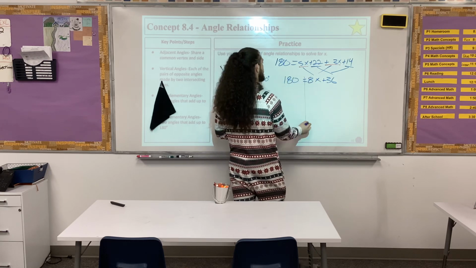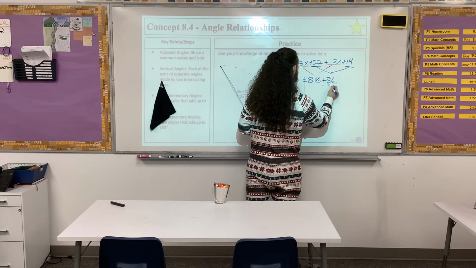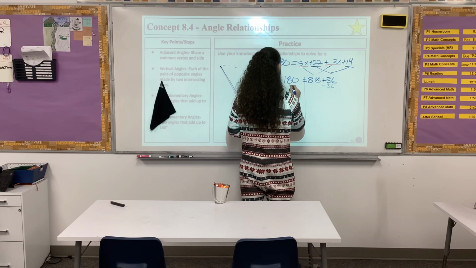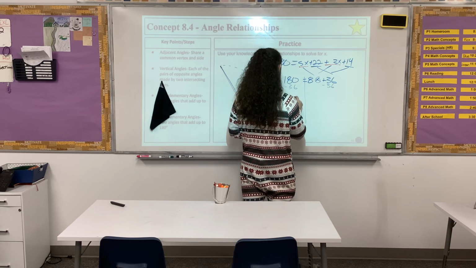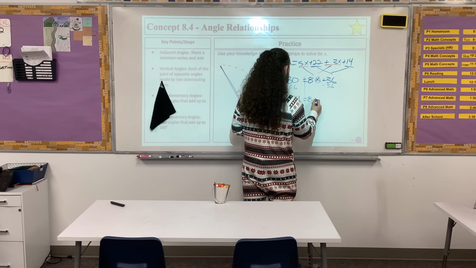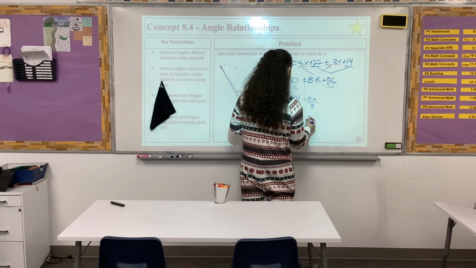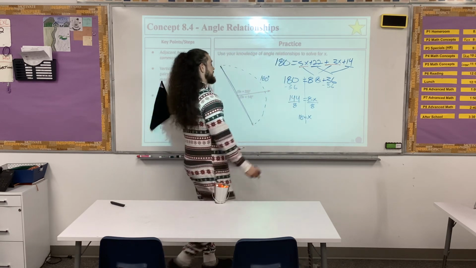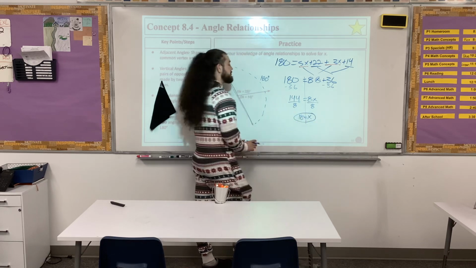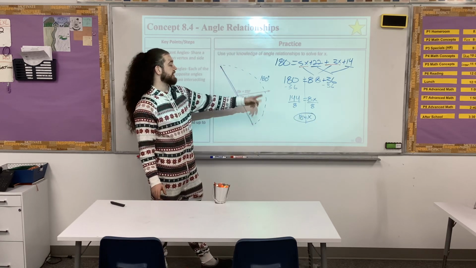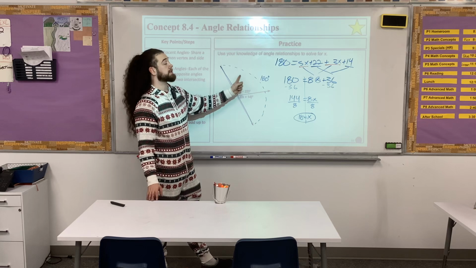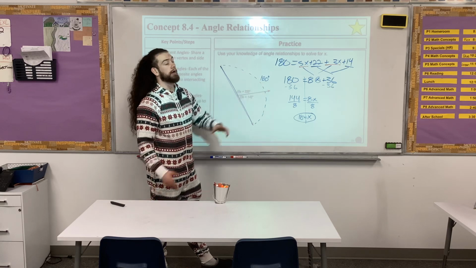Vertical line through the equal sign, circle our variable, inverse operation. Minus 36, minus 36. That leaves over 144 equals 8x. Divide by 8, divide by 8, and x equals 18. So x is 18. Based off of my angle relationships, I was able to find that x equals 18 because I know these are supplementary. They add up to 180.